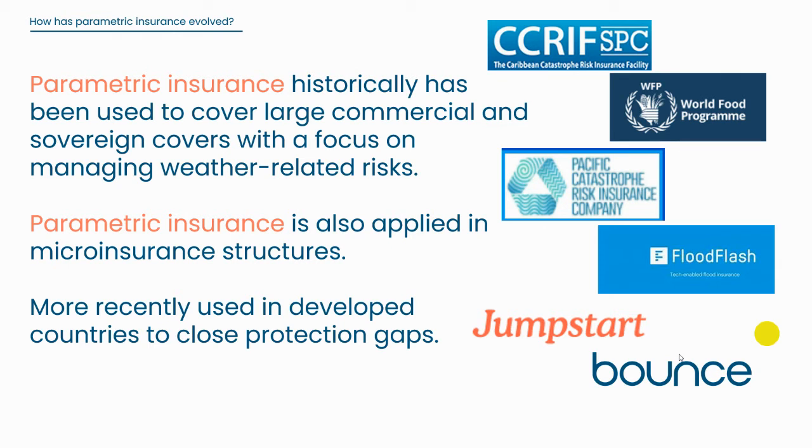Parametric insurance has historically been used to cover large commercial risks and provide sovereign insurance to governments using large regional risk pools. But as illustrated in our examples, it's also used to provide microinsurance solutions to victims of disasters in developing countries, and more recently it's also used to provide customers in the developed world with extended covers. Examples include Flood Flash, which provides parametric flood insurance in the UK, and Jumpstart, which provides parametric earthquake insurance in California, and of course you have Bounce Insurance here in New Zealand.